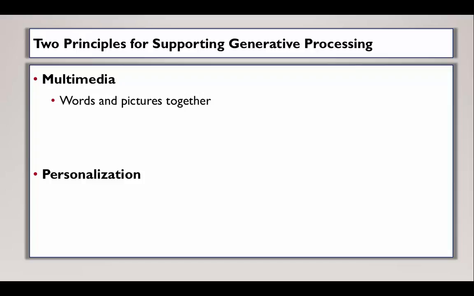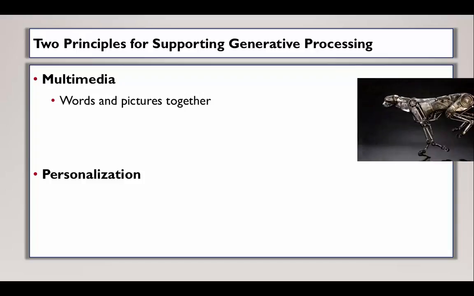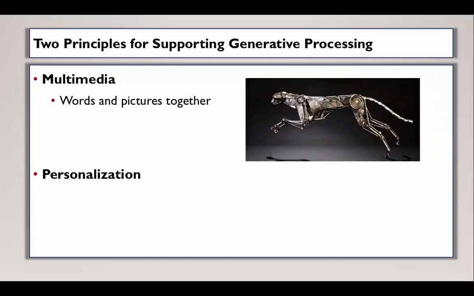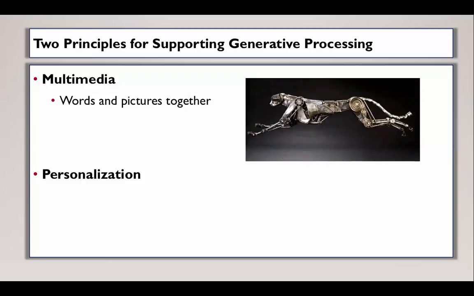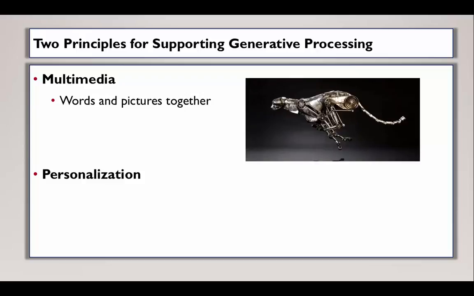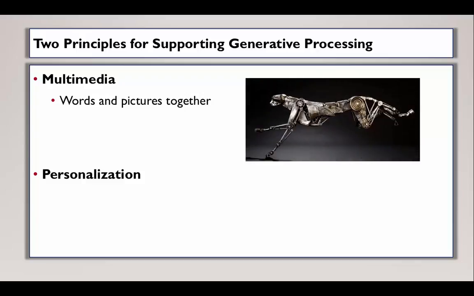Generative processing, which is the cognitive process of making sense of material, is fostered by adherence to these 2 principles: multimedia principle and personalization principle. The multimedia principle suggests that people learn better from words and pictures together than words alone. Combining words and pictures allows individuals to create connections between their verbal and pictorial models.